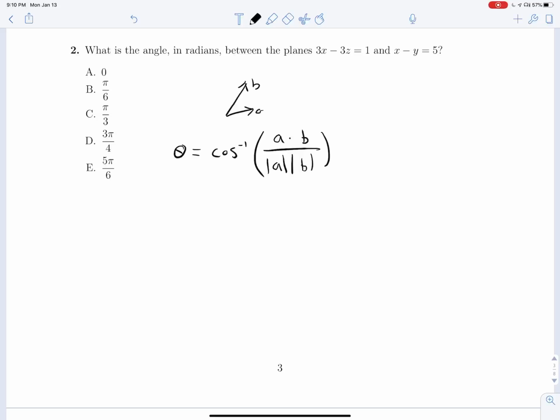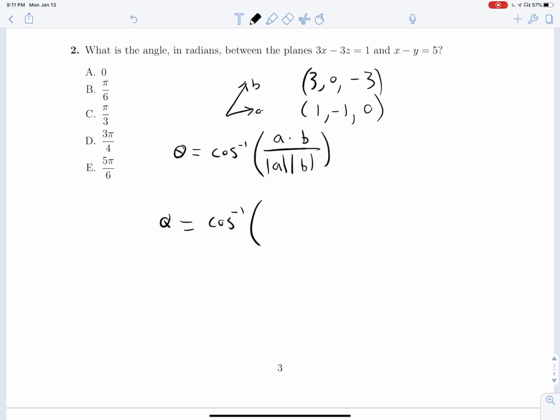So let's pull out these vectors. We have (3, 0, -3) coming from our first plane, and (1, -1, 0). Okay, so let's start figuring this out. We have theta equals cosine negative one. That does look like a q, doesn't it? Not a theta, but I promise I meant it to be a theta.